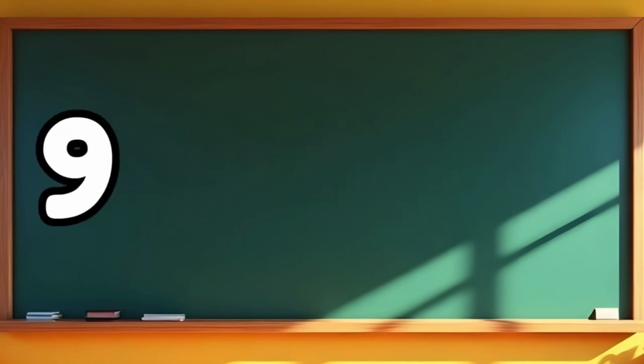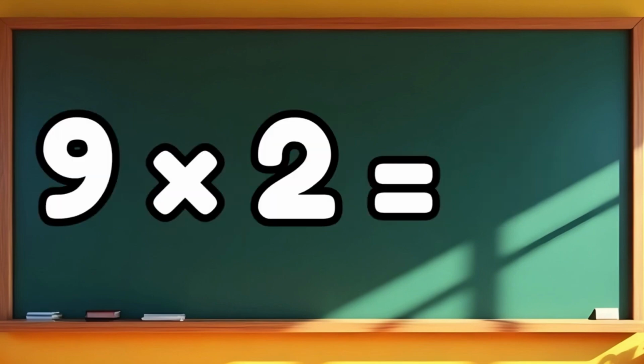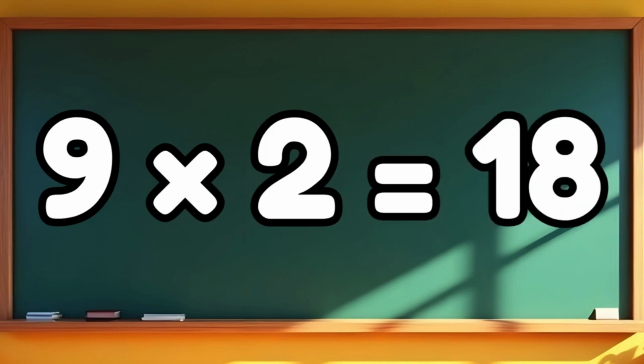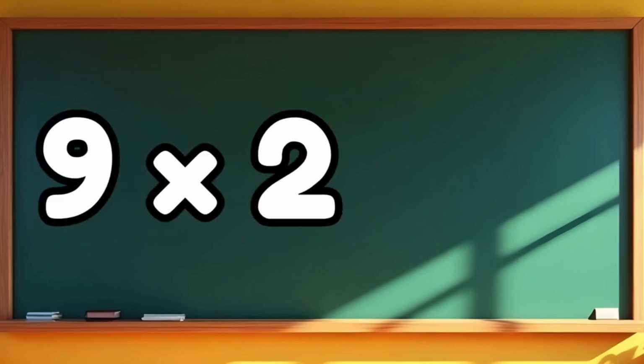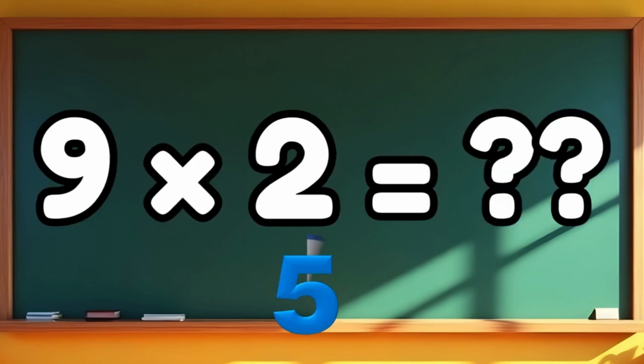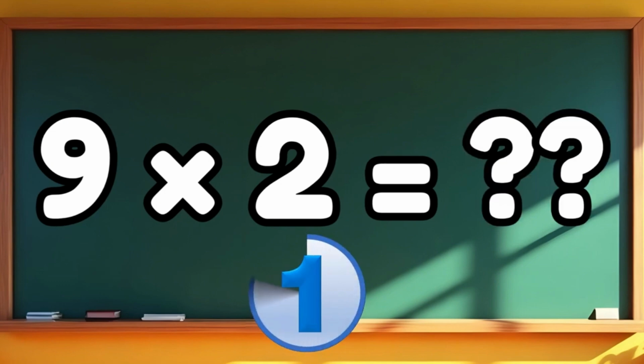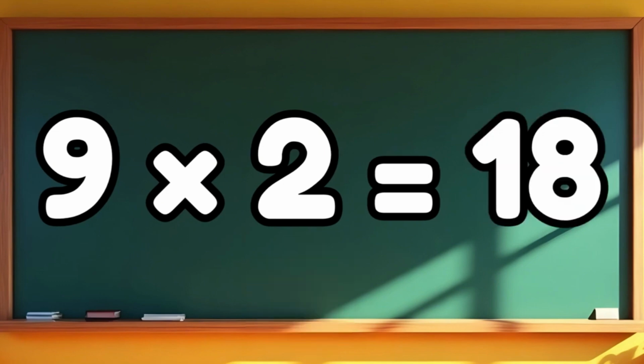9 times 2 equals 18. Let's repeat it again. Can you find the answer? 9 times 2 equals... 18! Excellent! Now, next one.